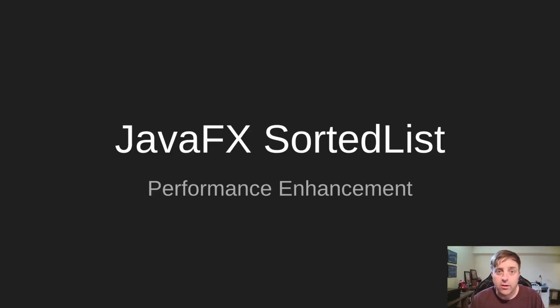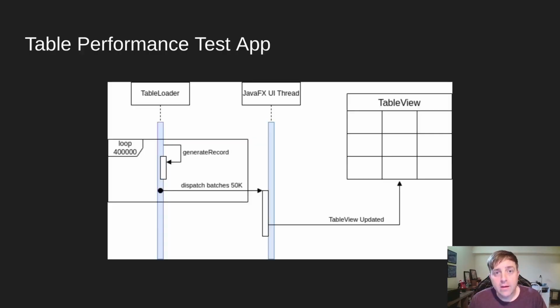Today, I'm going to talk to you about JavaFX TableView and a performance issue that I found with the sorted list. In JavaFX, we have a table view, and you can attach a sorted list to it. When you do that, you can click on the column headings and sort the table. What I found is that when you attach a sorted list to the table view and you bulk load records into the table view, the UI becomes overwhelmed and unresponsive.